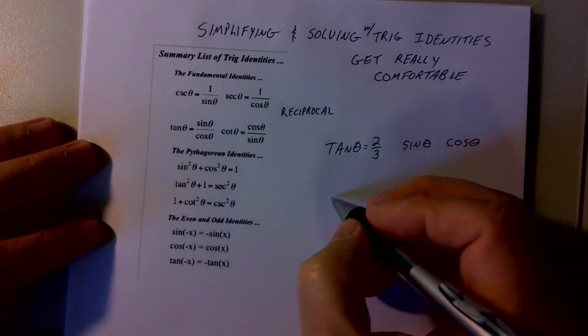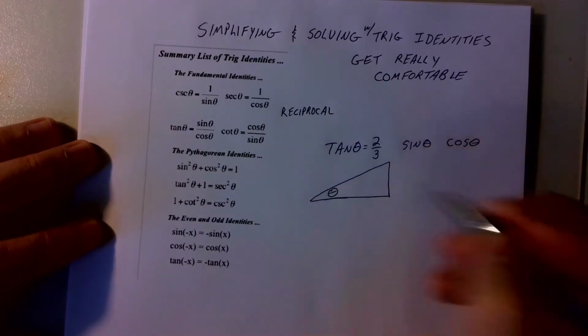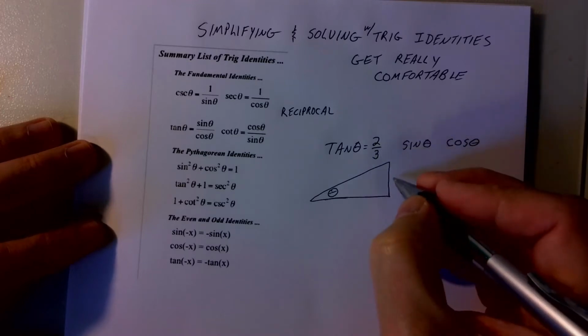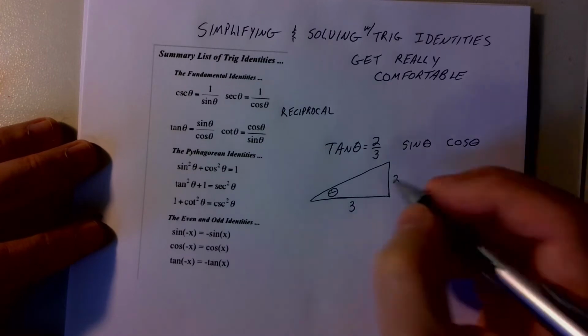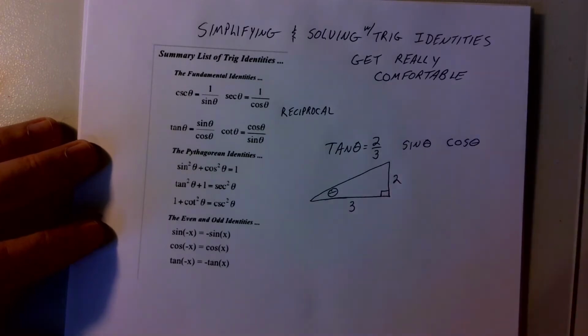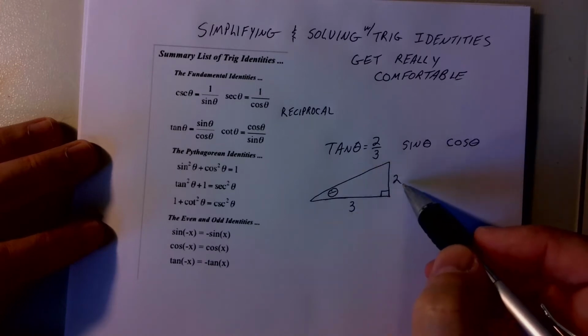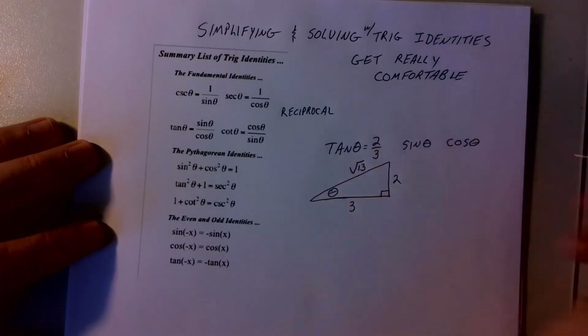Well, hopefully you would know, and just kind of go like this. Go ahead and put theta right there. And if tangent theta is opposite over adjacent, then I'd know my opposite is 2 and my adjacent is 3, so it'd be just like that. There's my right triangle. And then I could use the Pythagorean theorem to get the hypotenuse. So 3 squared is 9, 2 squared is 4, so 9 plus 4 is 13. So I know that this is the square root of 13.